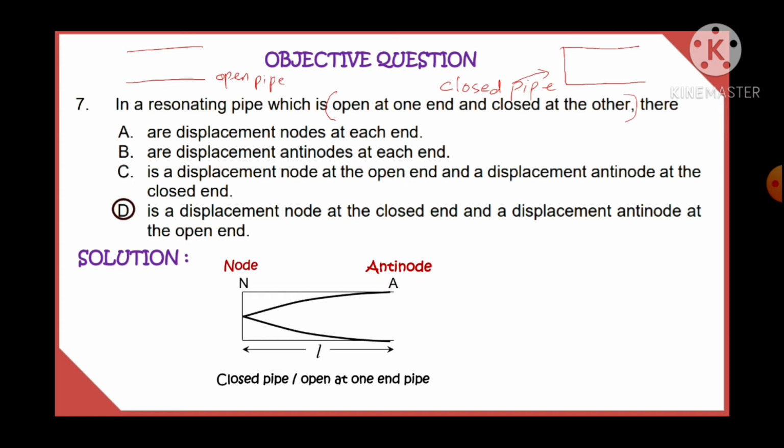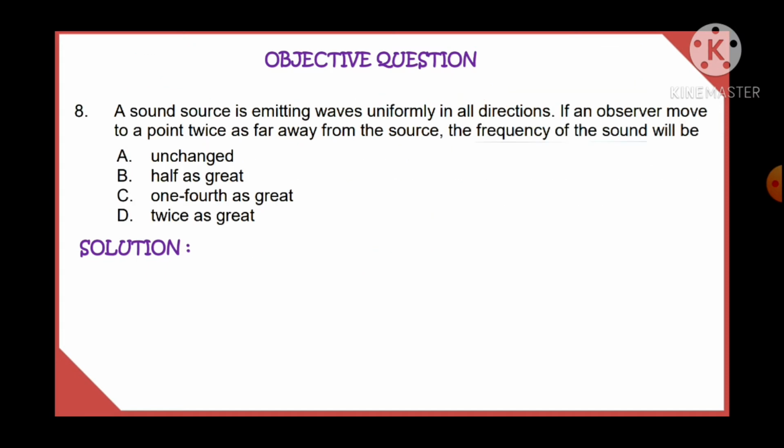Okay, so now we go to question number 8. A sound source is emitting wave uniformly in all directions. If an observer moves to a point twice as far away from the source, the frequency of the sound will be... Okay, this question is actually related to sound intensity. So we know that when the sound emits the wave in all directions, in a spherical shape, we can hear the sound depending on our position. That's the intensity of the sound wave.